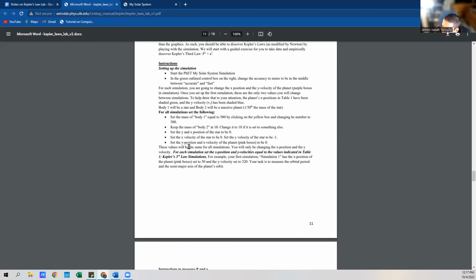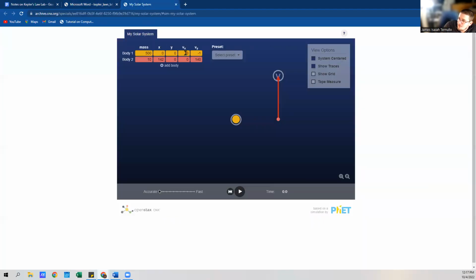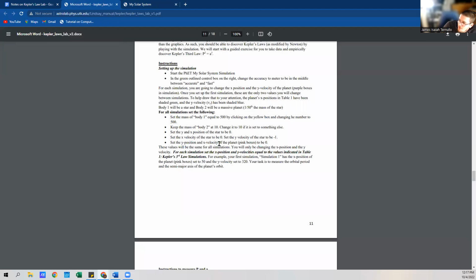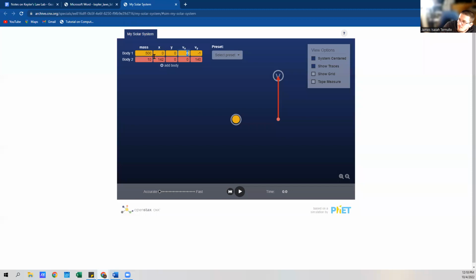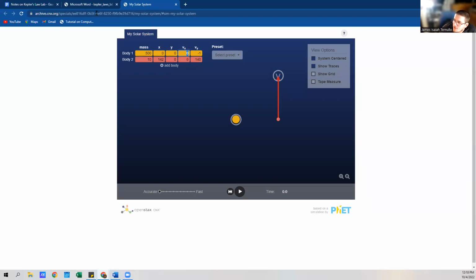We're going to set the x velocity to be 0 and the y velocity to be 1 for the star, which is here, it's already there. And then for the x position and y position of the planet, we're going to set that to be 0. Why does that say 0, 0 though? Oh, set the y position and x velocity to be 0, which it already is.